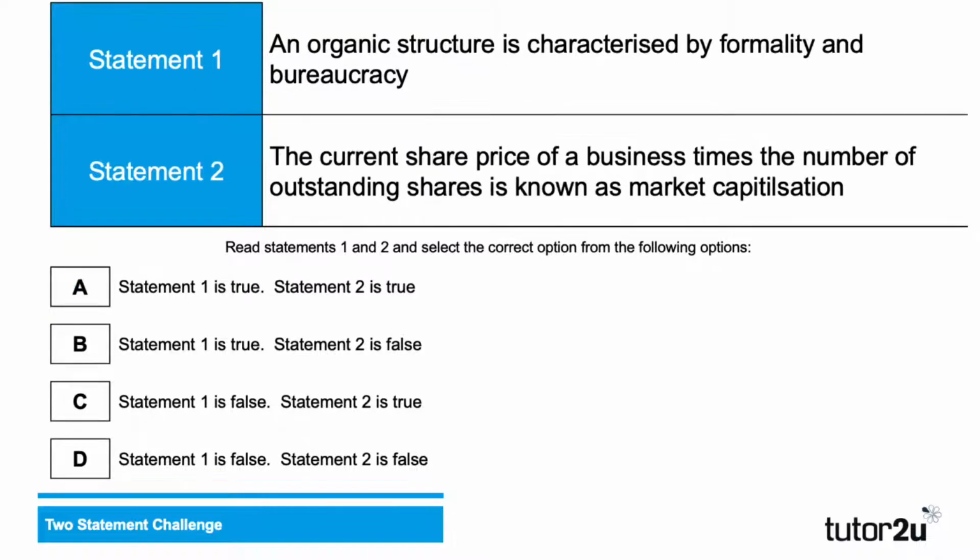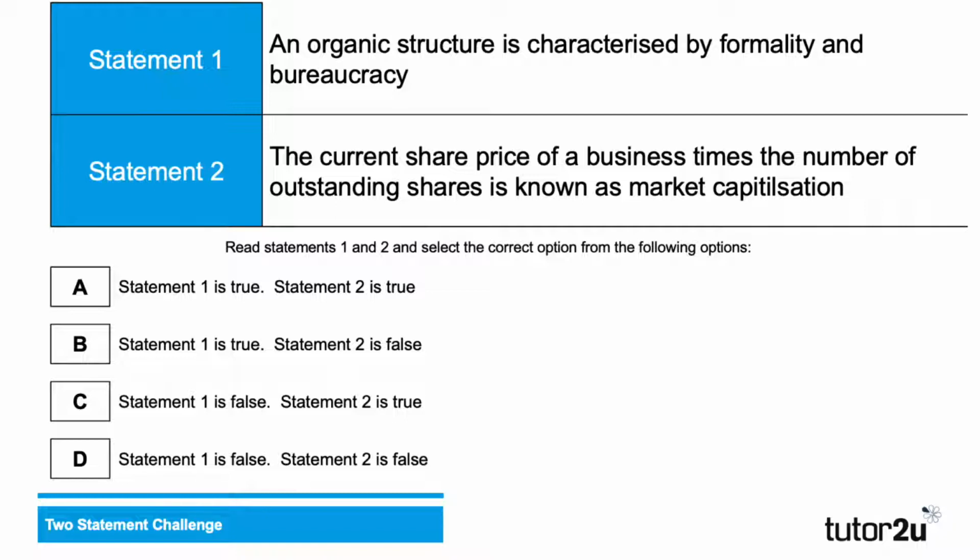One more two-statement MCQ. Statement number one, an organic structure is characterized by formality and bureaucracy. Statement number two, the current share price of a business times the number of outstanding shares is known as market capitalization. The choices are the same as before.